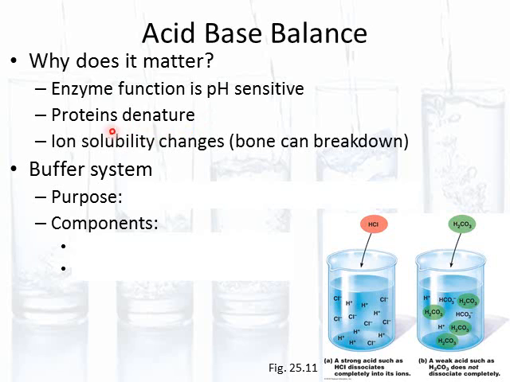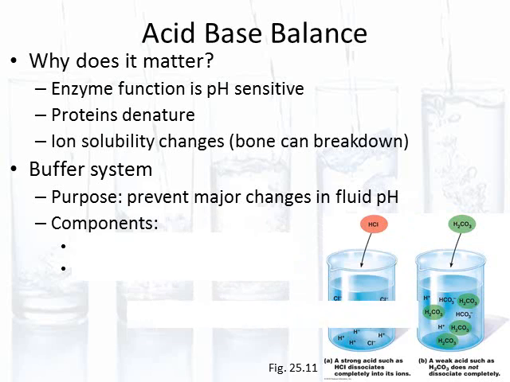If we get too far away from normal, proteins denature. Ion solubility changes, meaning that bones can start breaking down because bones are made up of ions. If the solubility changes, those bones can start dissolving, and so that's why we care. And we know that buffer systems are very important to maintain pH. The purpose of the buffer system is really to prevent major changes in fluid pH.